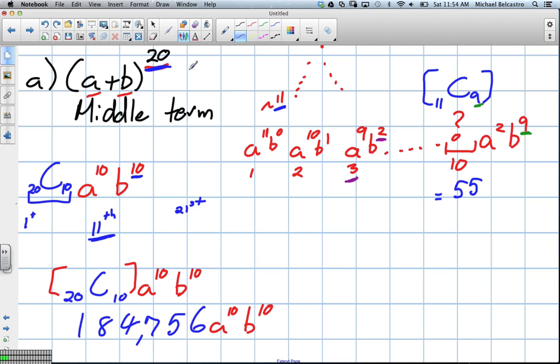Now, just keep in mind, if it's an even value, you can get a middle term because we always go up one, right? So if it's 20, we know there's 21 terms. If it's 16, we know there's actually 17 terms. If it's an odd value, like a plus b to the 11th, well, there's technically 12 terms, which means we'd actually have two middle terms. Remember, those coefficients would be identical like in Pascal's triangle.